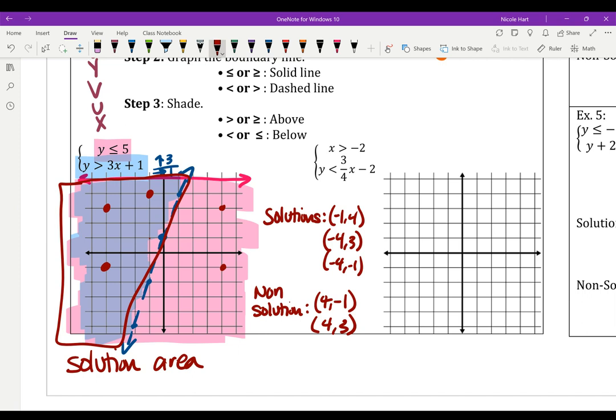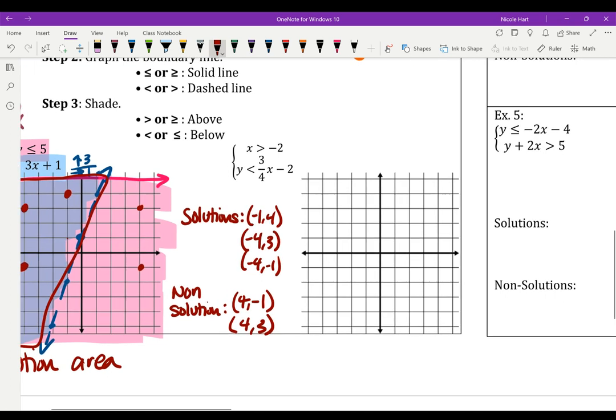So I want to do this again one more time. We have x, I'm going to color this so we know which one I'm talking about.